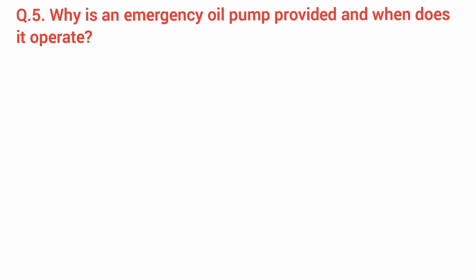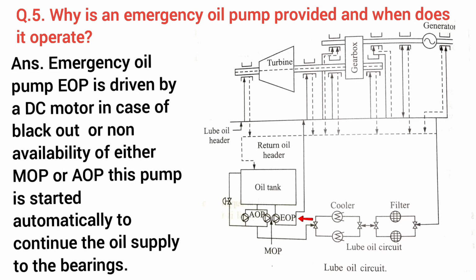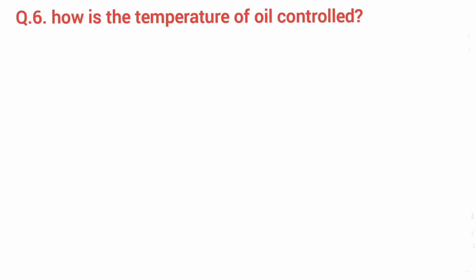Why is an emergency oil pump provided and when does it operate? Emergency oil pump, EOP, is driven by a DC motor. In case of blackout or non-availability of either MOP or AOP, this pump is started automatically to continue the oil supply to the bearings.